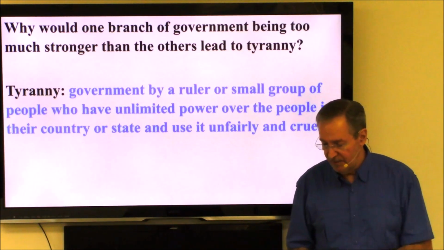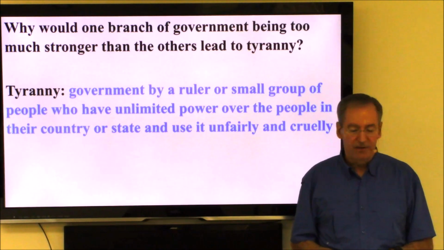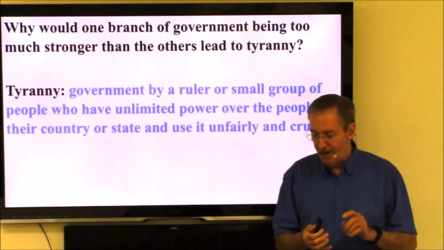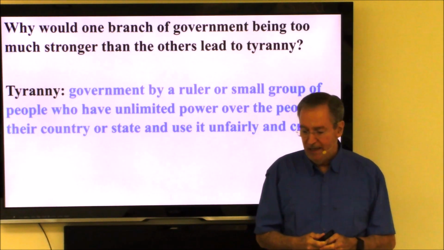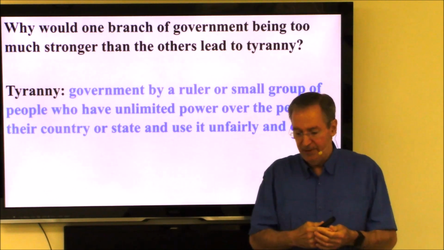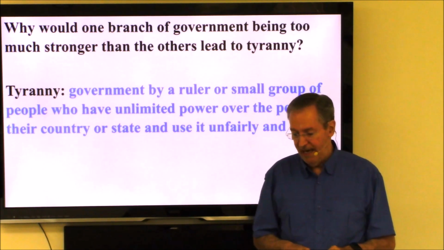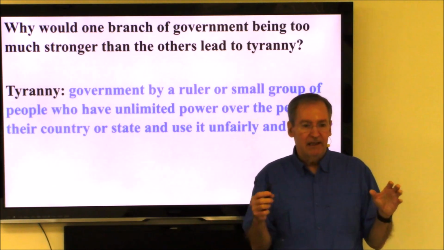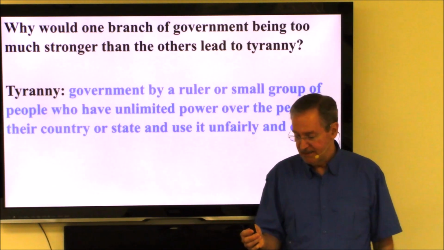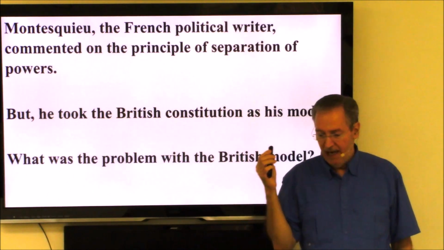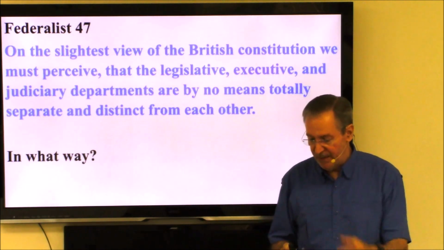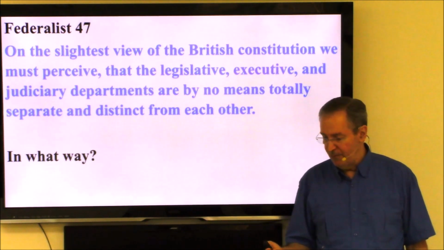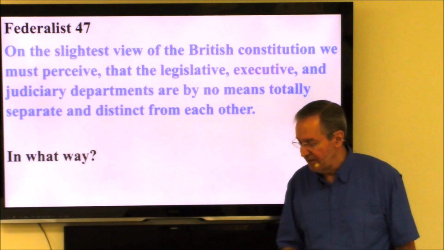Tyranny. I've got the official definition of tyranny here. Government by a ruler or small group of people who have unlimited power over the people in their country or state and use it unfairly and cruelly. That's what they're fighting against. His separation of powers was based on the British model, and the problem with the British model was, let's see if I've got it in here, yeah.